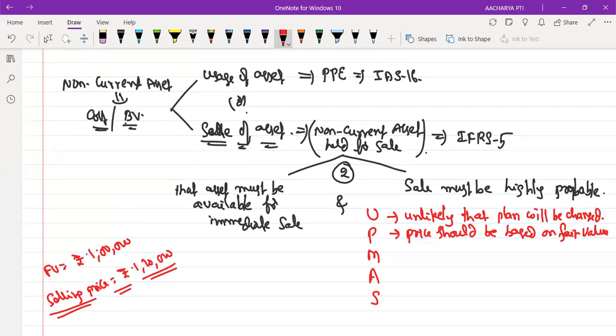So the price should be based on what? Fair value. And the third one is that management should be committed to sell.